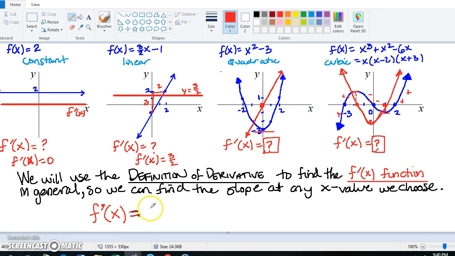So remember, the definition of derivative is the limit as h approaches 0 of f of x plus h minus f of x over h. We're going to use that to find the derivatives. I'm not going to have enough time to do any of those examples, so I'll put up another video and we'll chat in class tomorrow.